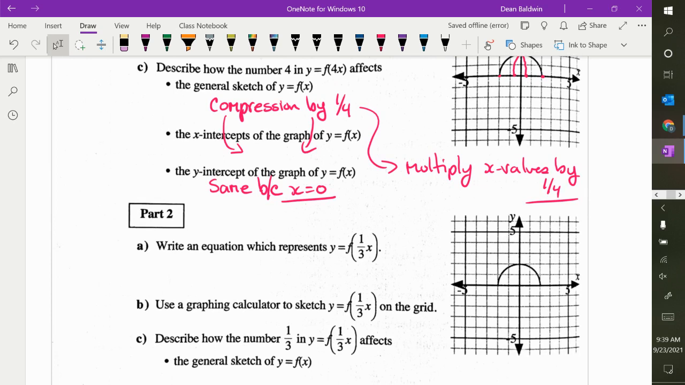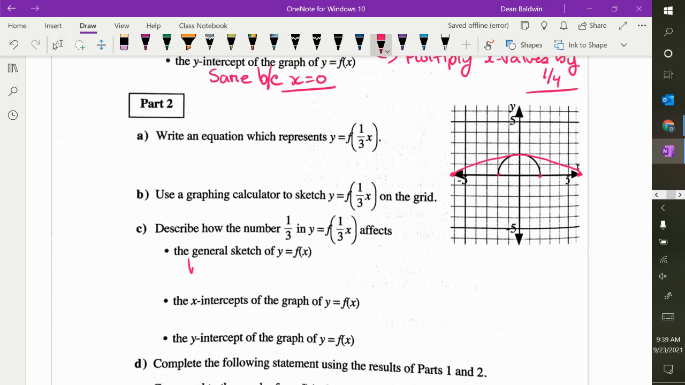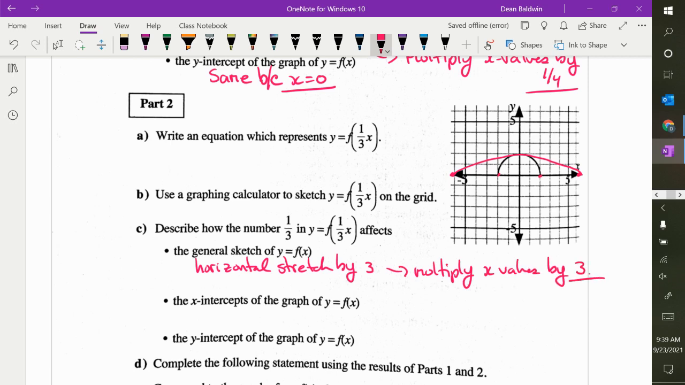So I didn't do 1/3, I did a half. But if I put a third in, what's going to happen to this graph here? Bigger by a factor of 3. Right? So all your x values, these are at 2 and -2, times 3 is going to go to 6 and -6. So I'll say horizontal stretch by 3. Essentially, multiply x values by 3. That's what that means. The x-intercepts, that's the same thing, so I'm not going to write that. And the y-intercept stayed the same.